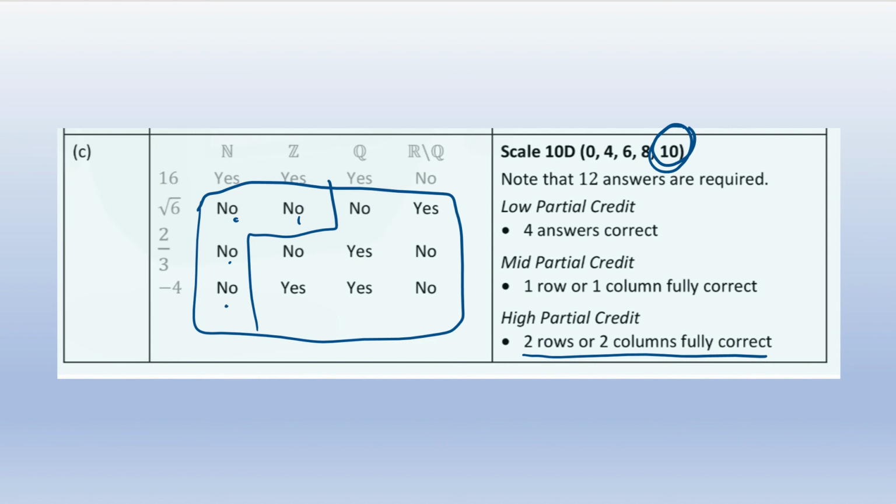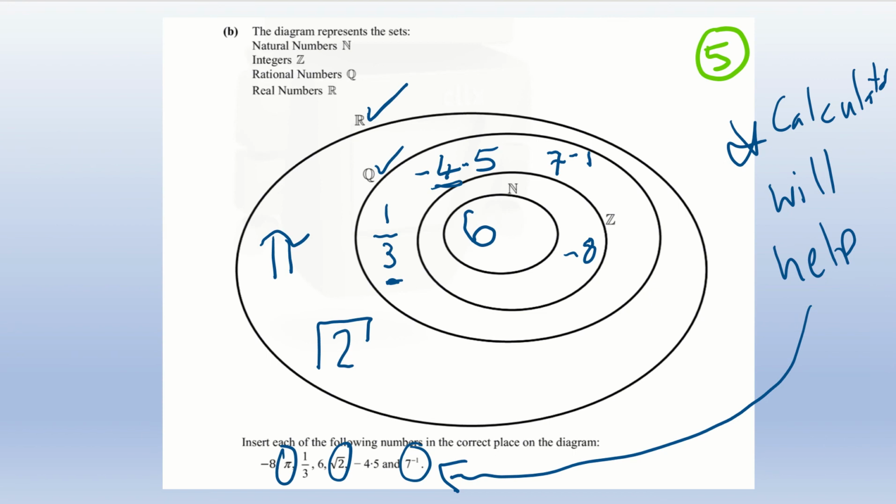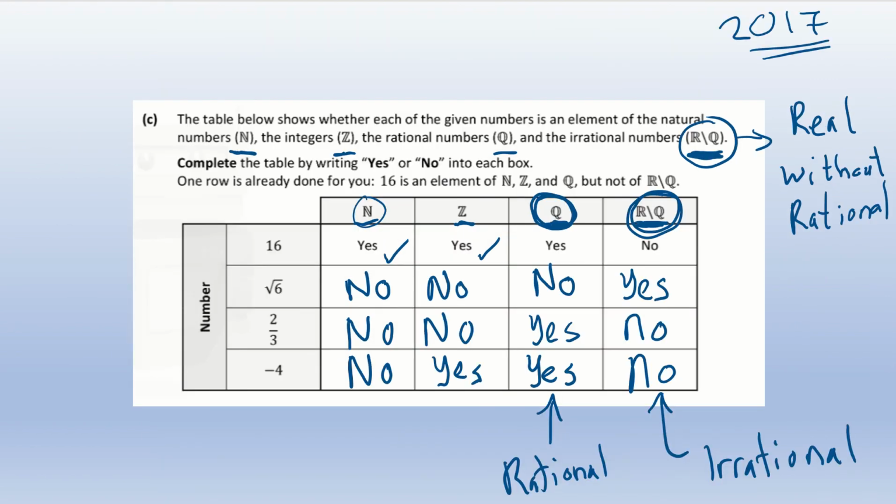And all it came down to was your definitions, and whether you were able to decide if a number was a natural number, an integer, a rational number, or an irrational number. You knew anyway that they were all going to be real numbers, because that's all we deal with at Junior Cert. Okay, those were the 2 questions I wanted to go over. One with a diagram in it, the one from 2012, and one with a table that came up in 2017. Both of those are popular ways of the question coming up in an exam.